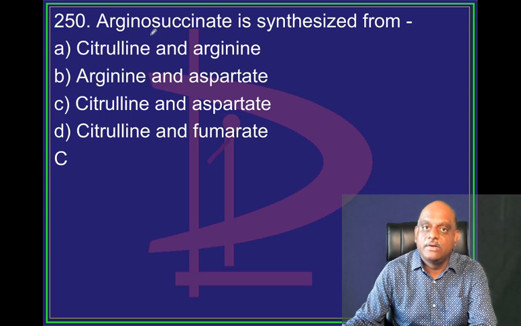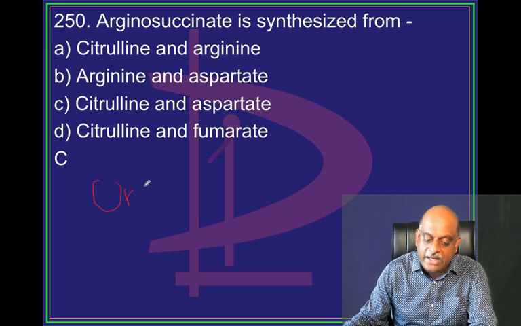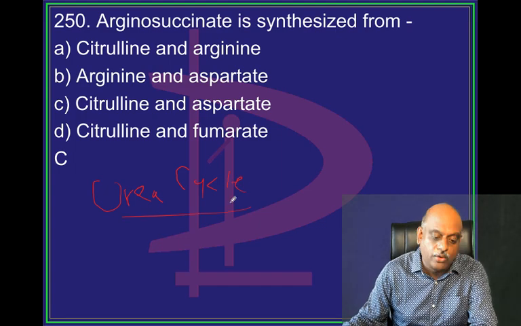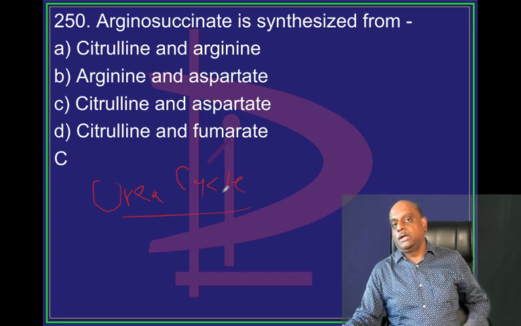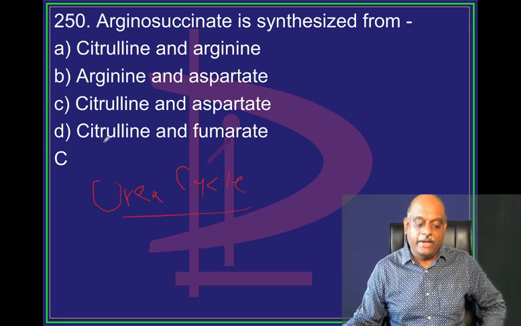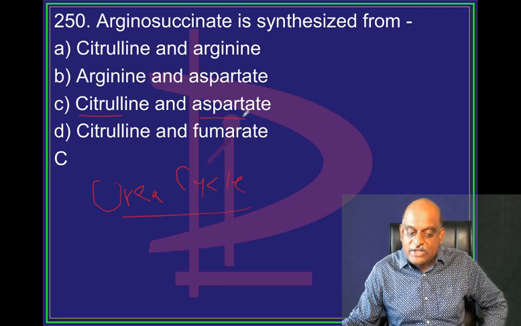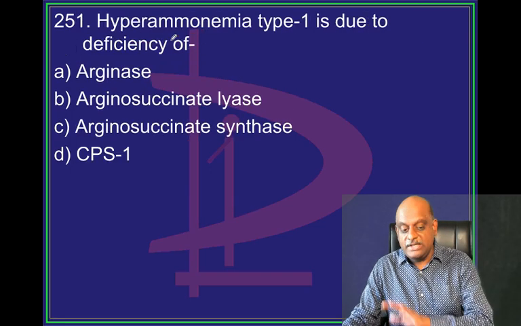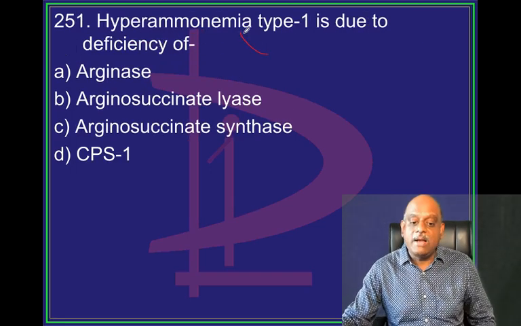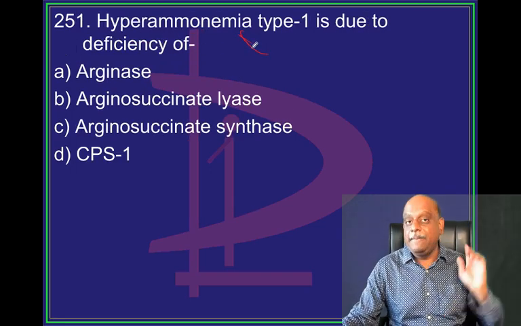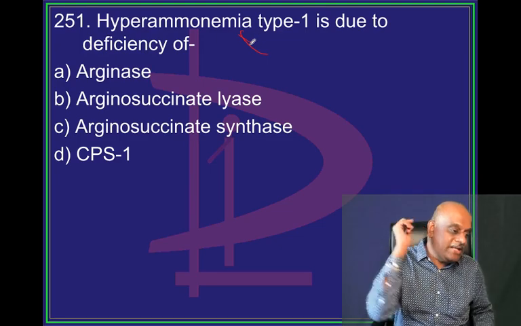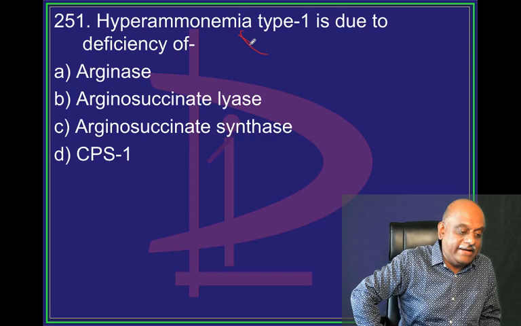Arginosuccinate. Once more, you have to learn the urea cycle properly, doctor. If you have done this question wrong, you need to go back to the onlinembbs.com video library. So citrulline and aspartate, it is the arginosuccinate that is synthesized. What is hyperammonemia type 1, hyperammonemia type 2? You should be very sure. Come on. Punch your answer, doctor. Let me see how many of you are right.